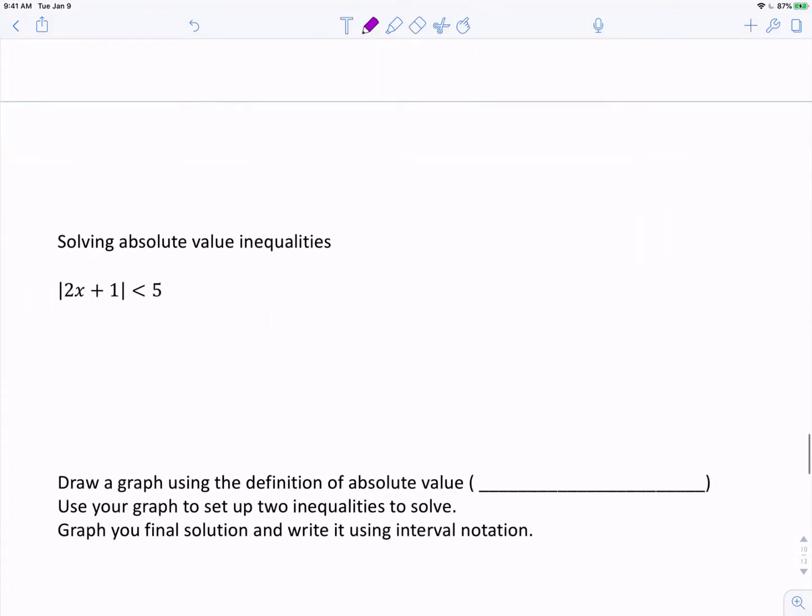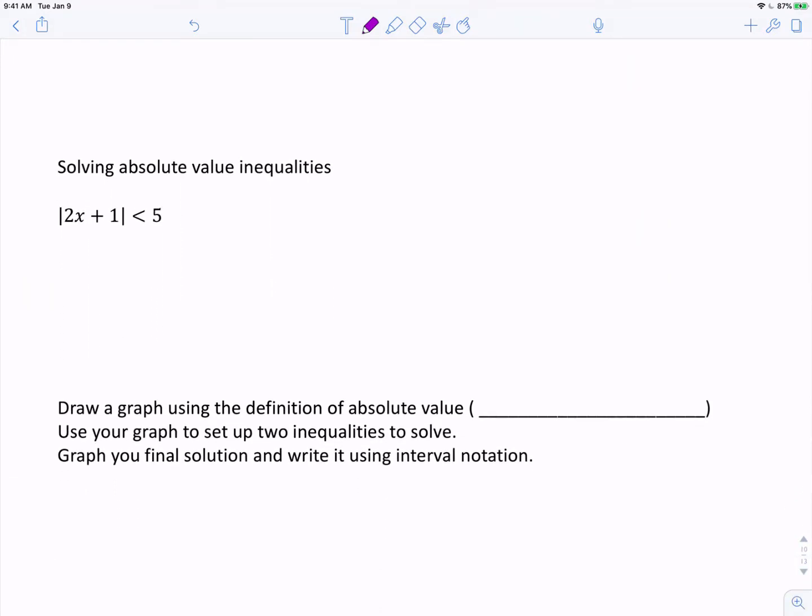Now let's go on to solving absolute value inequalities. So here's an example of an inequality. The absolute value of 2x plus 1 is less than 5. To solve an absolute value inequality, the first thing you want to do is draw a graph using the definition of absolute value. And the geometric definition of absolute value is distance from 0.